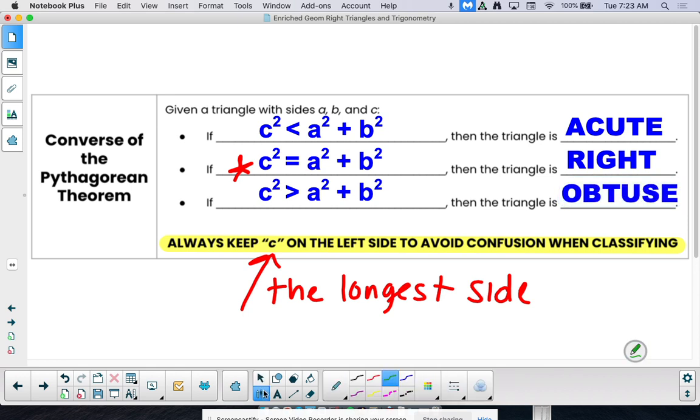And that should kind of make sense, right? If your C squared value is big, large, you should think obtuse. An obtuse angle is your larger angle. Similarly, if C squared is less than your other two sides, think small, which is acute when you think of an angle measure. So let's practice this and see what it looks like, folks.